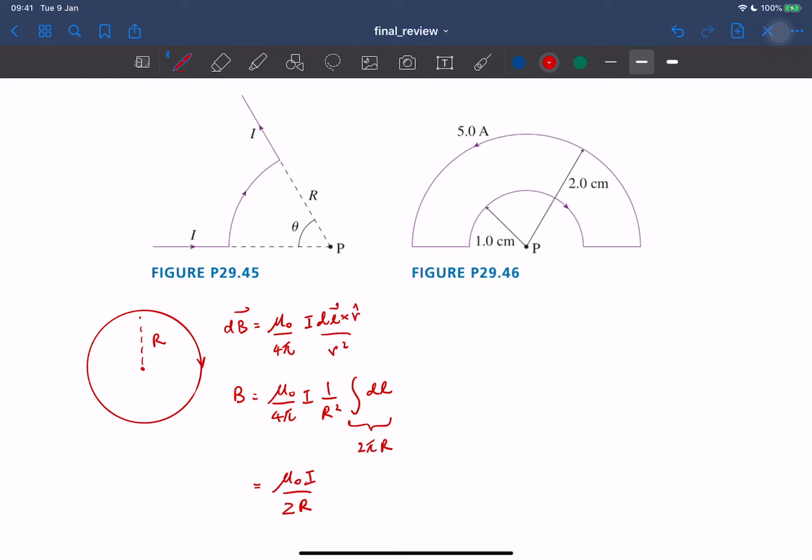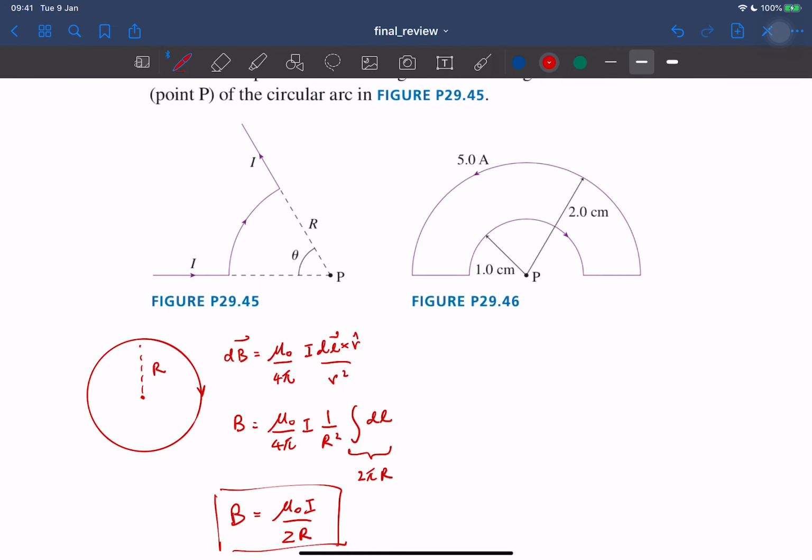Okay, so 2 pi cancels with 4 pi, and then you're left with this. But again, you don't need to recalculate this. You can just use this from the lecture. So how do we apply this to this kind of question?